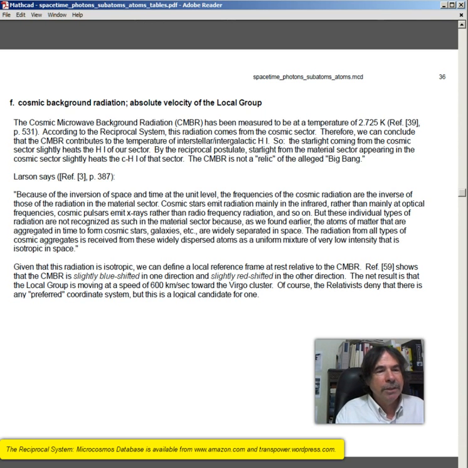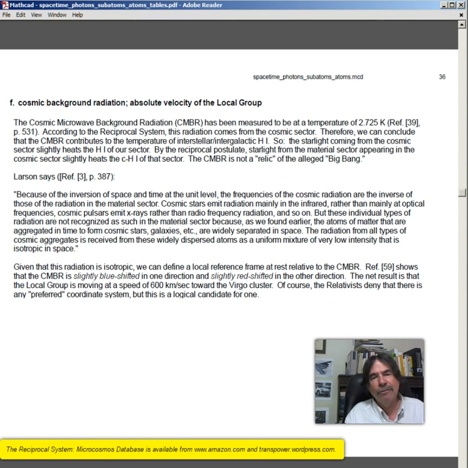But these individual types of radiation are not recognized as such in the material sector because, as we found earlier, the atoms of matter that are aggregated in time to form cosmic stars, galaxies, etc., are widely separated in space. The radiation from all types of cosmic aggregates is received from these widely dispersed atoms as a uniform mixture of very low intensity that is isotropic in space.